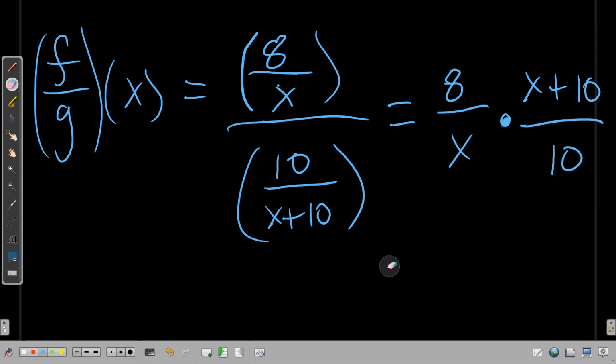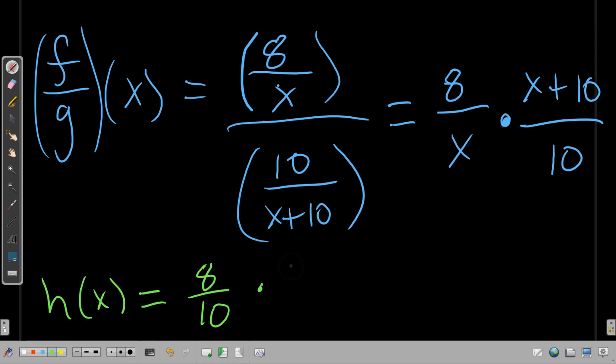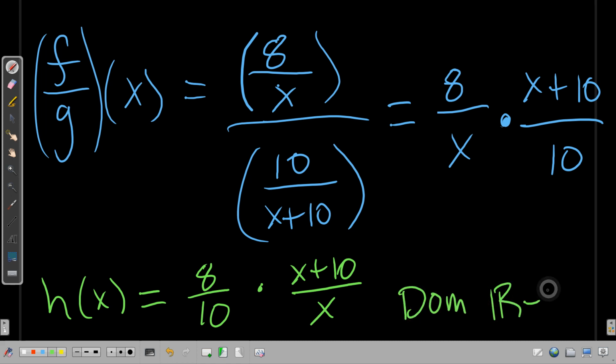But if I just came at you with this other function h and said that it was 8 over 10 times x plus 10 over x, well then its domain just needs to exclude 0. H would have a domain that's just all real numbers except 0. That's because it started out that way.